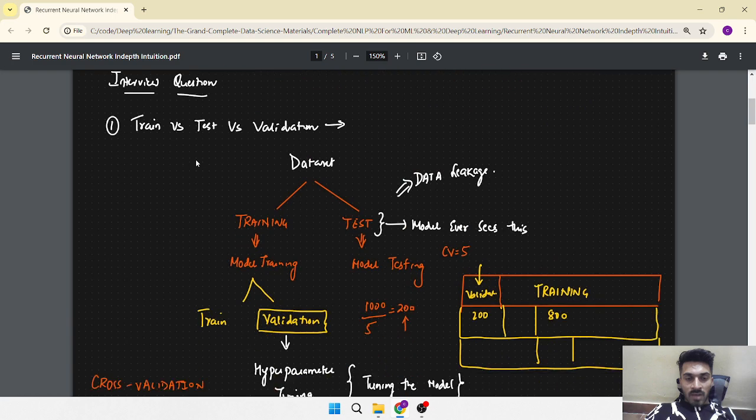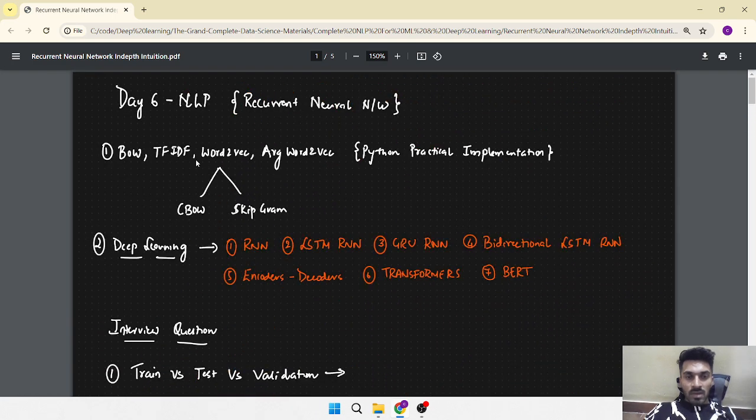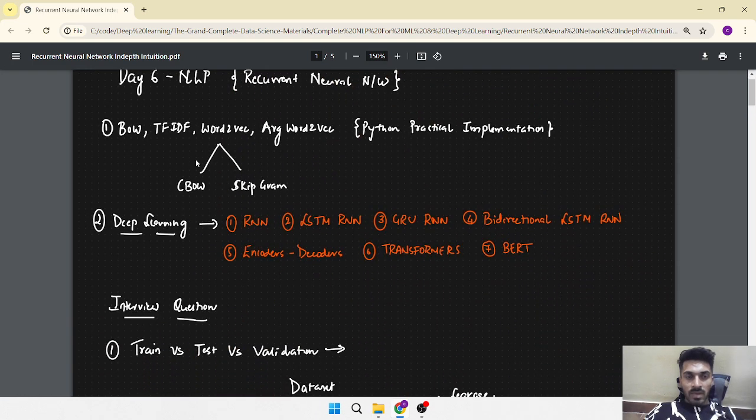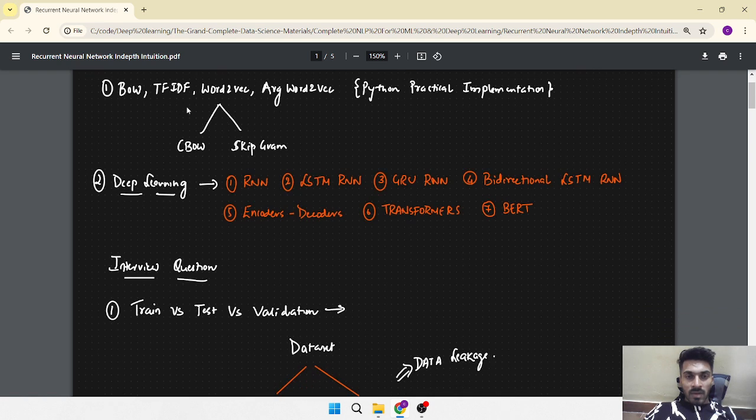So let's start from today. Today is my lecture 4 of NLP, and we are learning the RNN, the recurrent neural network. Previously we have already learned bag of words, TF-IDF, Word2Vec, average Word2Vec, and also the Python practical implementation. Inside Word2Vec, we have continuous bag of words and skip-gram. We have already seen how continuous bag of words and skip-gram work.